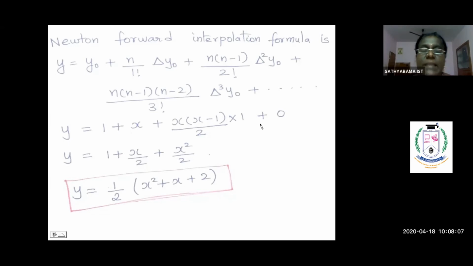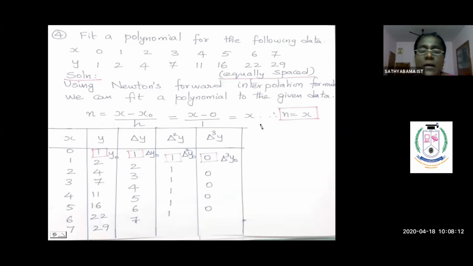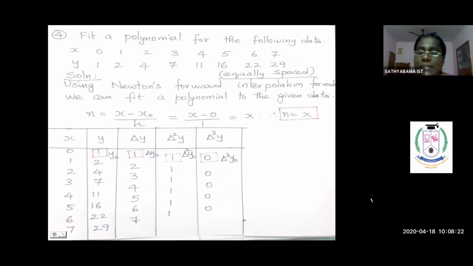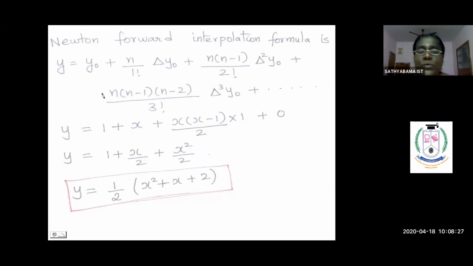So when I replace n is equal to x, just see the previous slide, n is equal to x. Here I am using n is equal to x. And then the third term, that is del cube onwards, in your table you can see it is 0. And therefore here del cube is 0 means only 2 terms there. And if I expand the terms, I am getting the simplified polynomial as y equal to half times x square plus x plus 2.